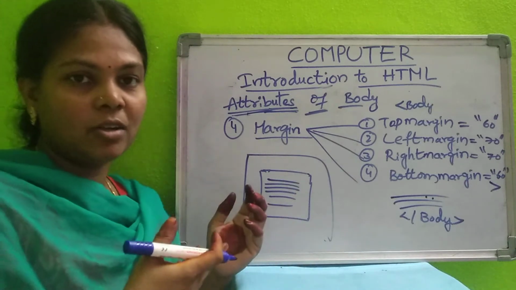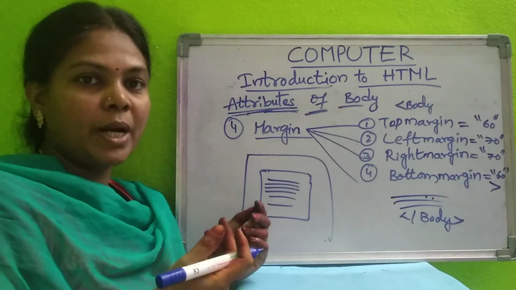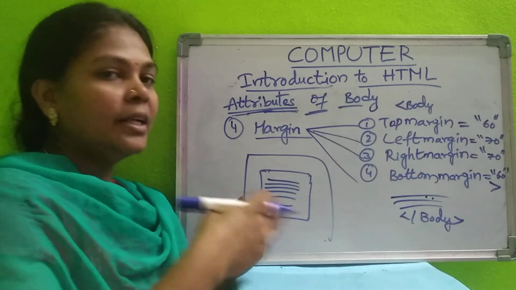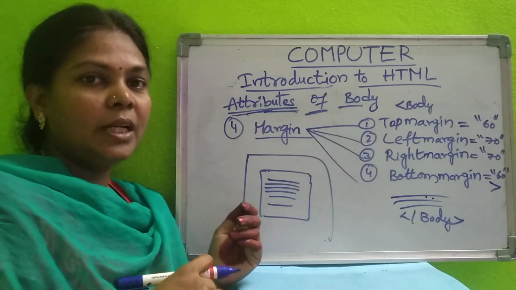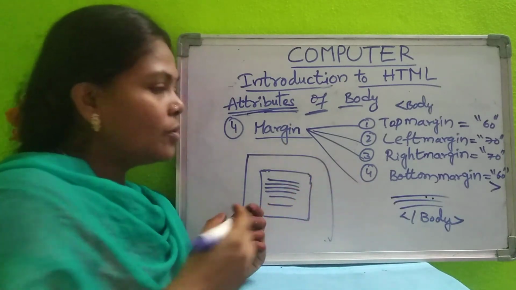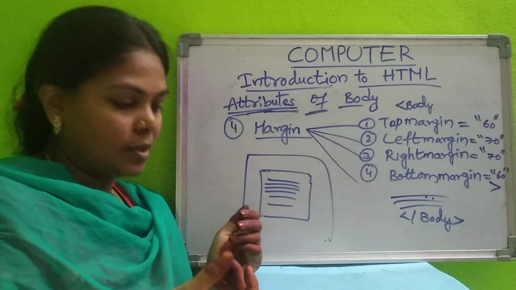So how to write all this: you have to write all this in the notepad. You have to save with the extension .html and you have to open that in the web browser. So you have to open the web page and check the output.